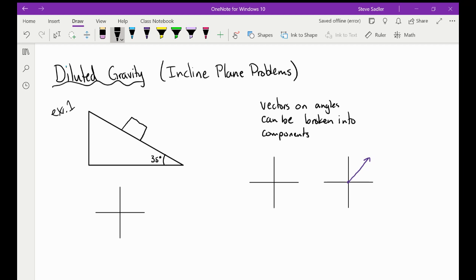So there's a block on an inclined plane, and we need to start by labeling the forces, or doing our free body diagram. So let's start from the middle here, and I will say, okay, first of all, we always have force of gravity acting straight down. That's perfect. We also have normal force. Normal force is always perpendicular to the surface. So in this case, normal force is going to look something like that.